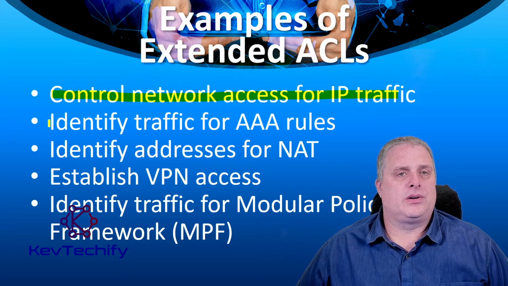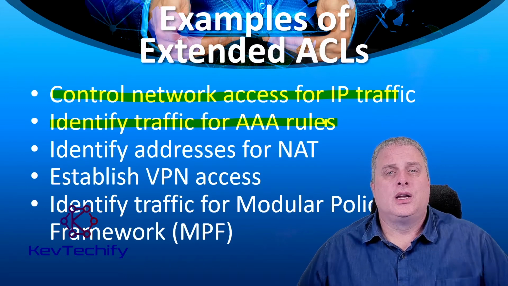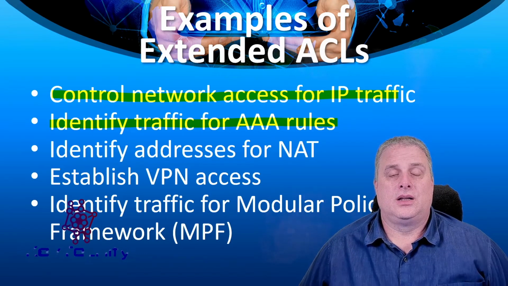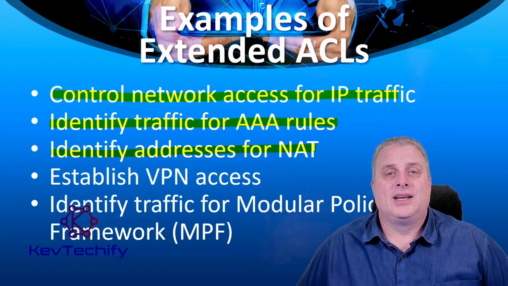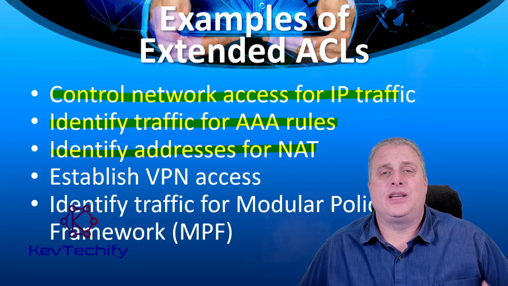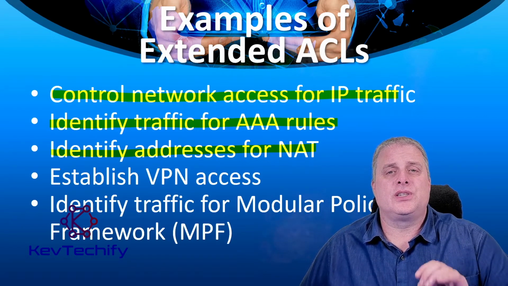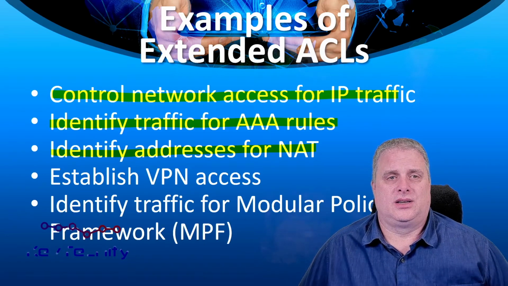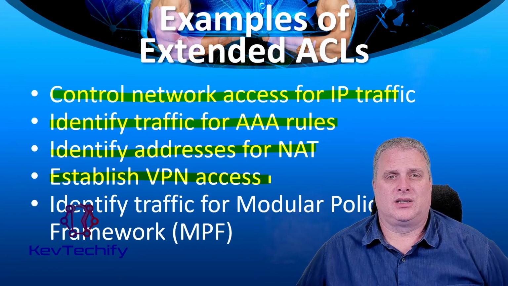Another way that it's used is to identify traffic for AAA rules. AAA rules use access lists to identify traffic. The third one is identify addresses for NAT. NAT policy lets you identify local traffic for address translation by specifying the source and destination addresses in an extended access list. The fourth one here is to establish VPN access.